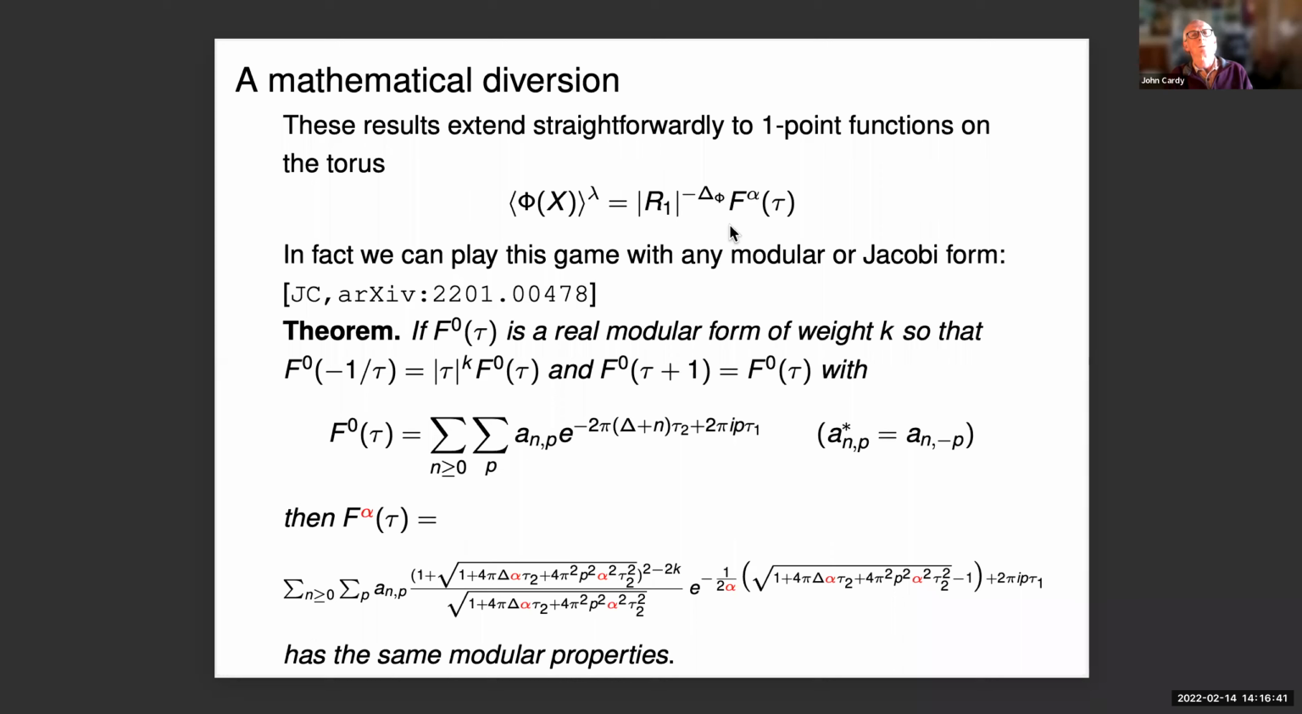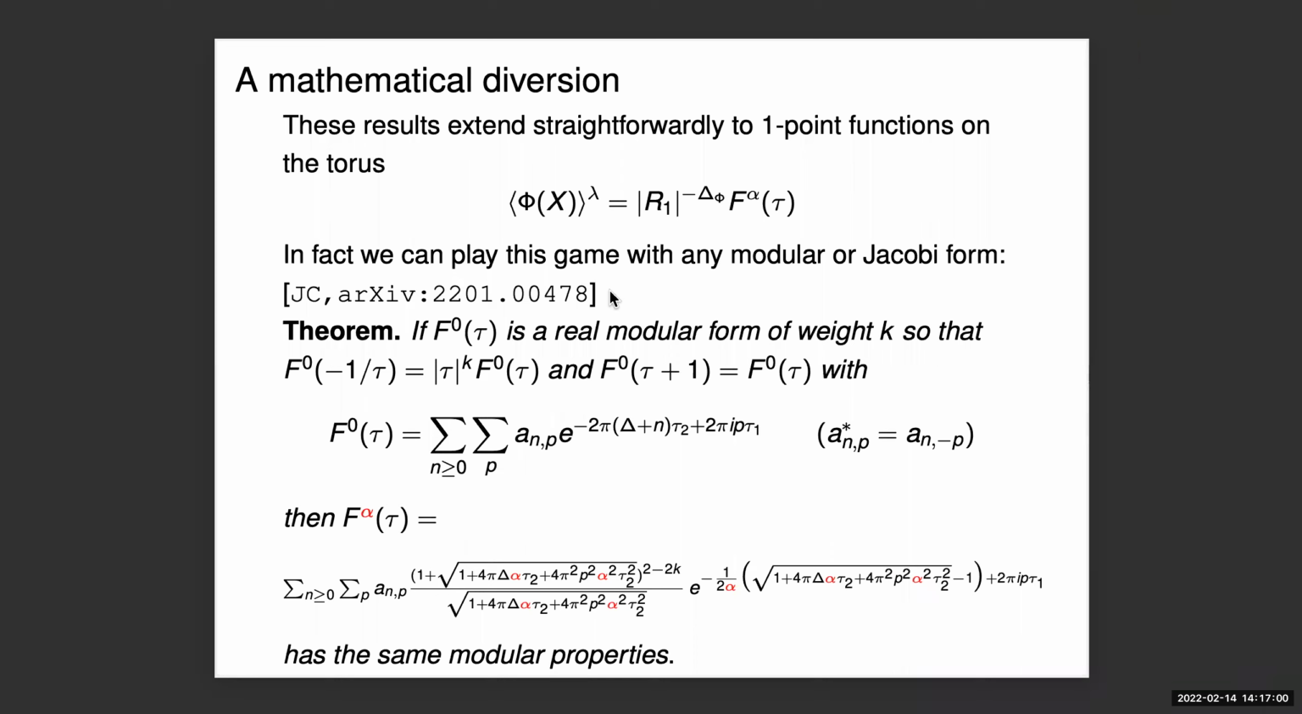And it doesn't have to be anything connected with a conformal field theory at all. So this is basically the content of my recent paper. So I'll just quote a couple of theorems from that.